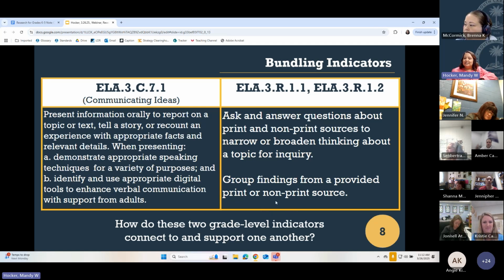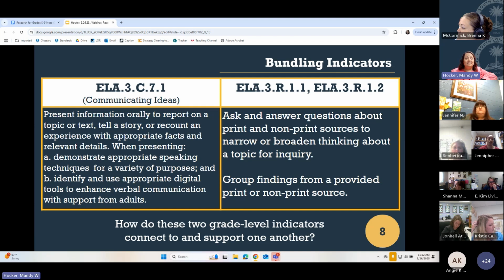Oh, I love this, Christine. It says research can inform the report on a topic and non-print sources like a video presentation. I love that. Yes, it could be a model for oral reporting. I love that media literacy connection there. Okay, so let's take a look.